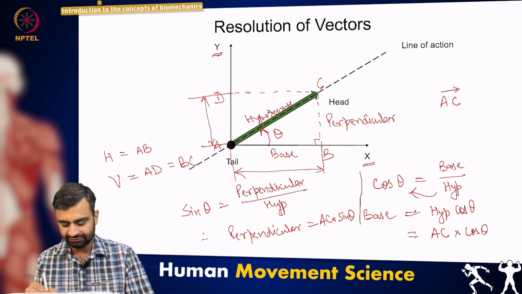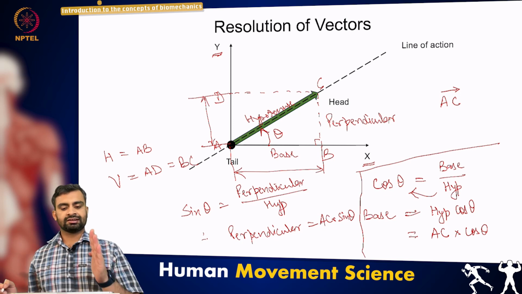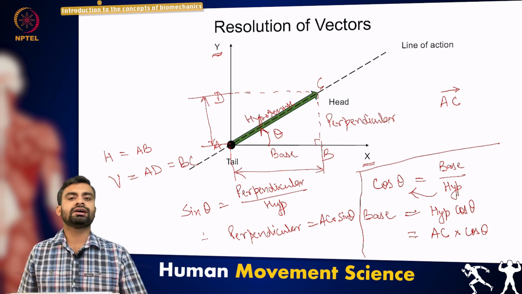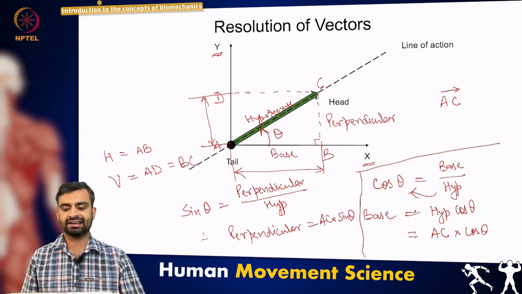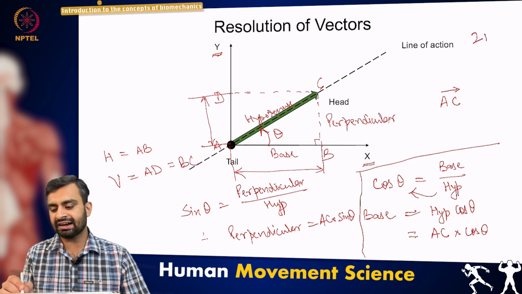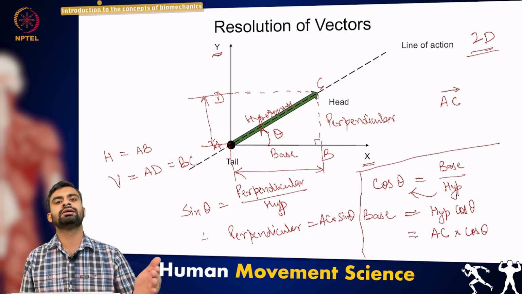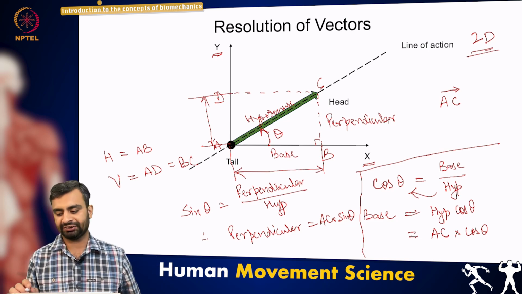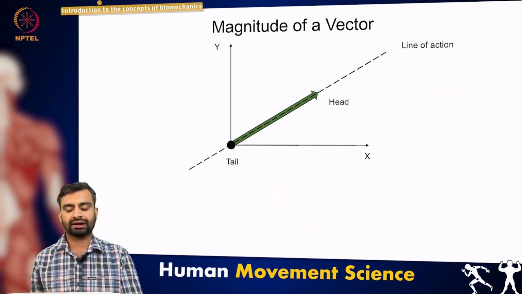So let me differentiate this from here. This process of converting a vector quantity into its horizontal and vertical components in case of a two-dimensional analysis is known as resolution of vectors, or the components of the vector also. Now let's see how to calculate the magnitude of a vector.